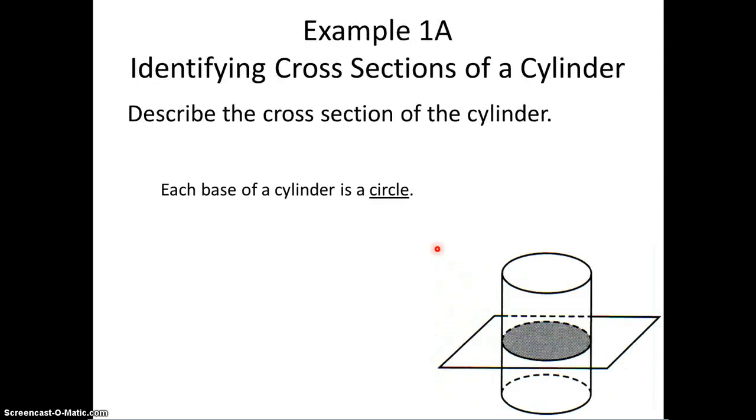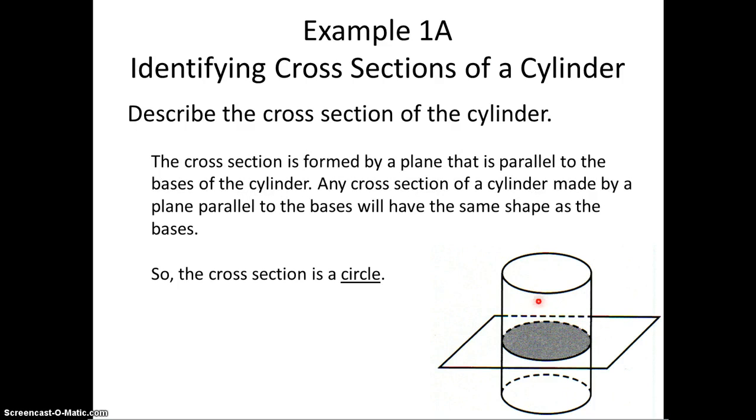In this example, we'll try to determine the shape of the cross-section of the cylinder. Notice first that each base of this cylinder is a circle. Any cross-section of a cylinder made by a plane that's parallel to the bases will have the same shape as the bases themselves. So since the bases form circles, this cross-section will also be a circle.